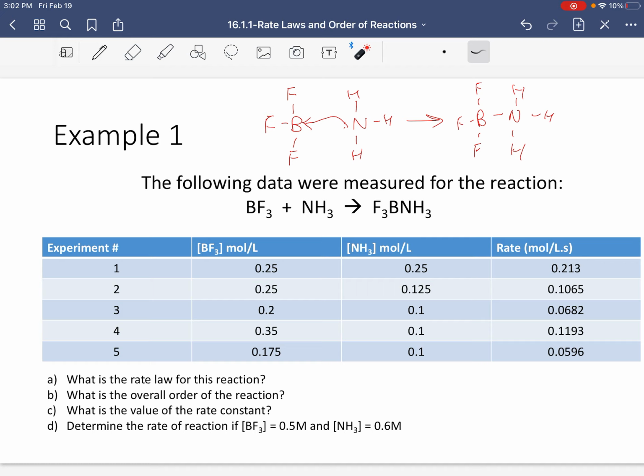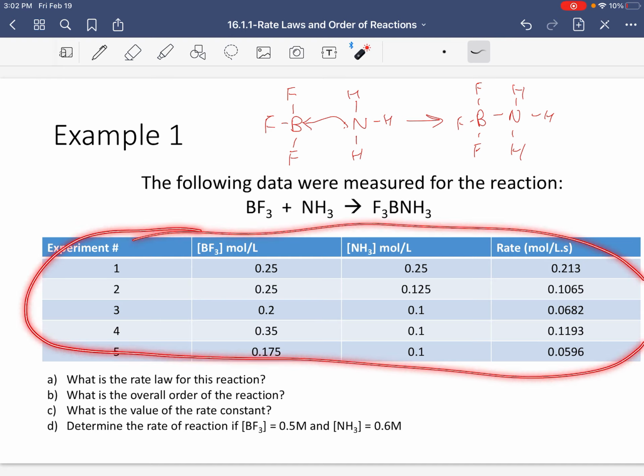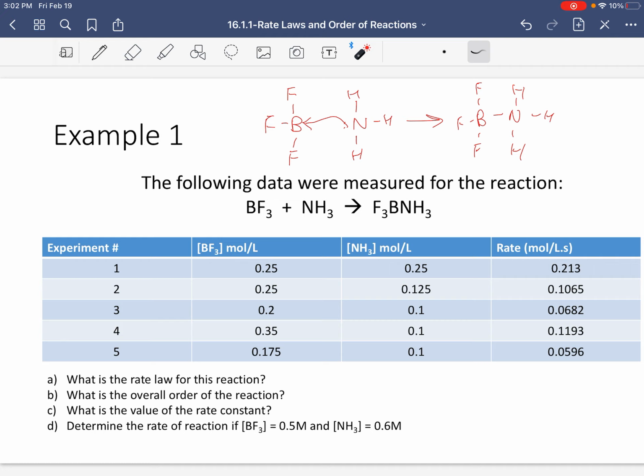So let's take a look at this question right now. Remember what I said, that in order to find the rate law, you need to do experiments. You need to test things out. And this is a perfect scenario in terms of how to test the rate of this out. I did 5 different experiments. What I did is that I changed BF3 in terms of concentration. I changed NH3 in terms of their concentration. Then, of course, I look at the speed.